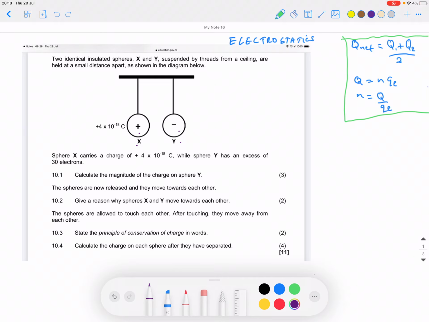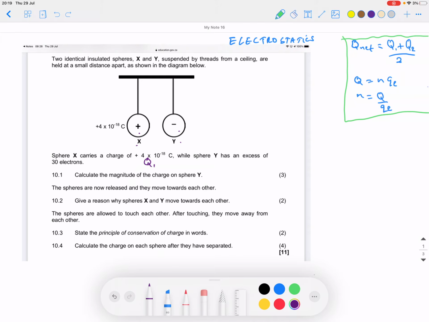Now sphere X carries a charge of 4 multiplied by 10 to the power negative 18 coulombs. It means this is the charge for X. We can name it Q1. But are we given any charge for Y? Let's check what we are given for Y. For Y, we have an excess number of electrons, which is 30 electrons. So they actually did not give us Q2. They only gave us the number of electrons for the second sphere.